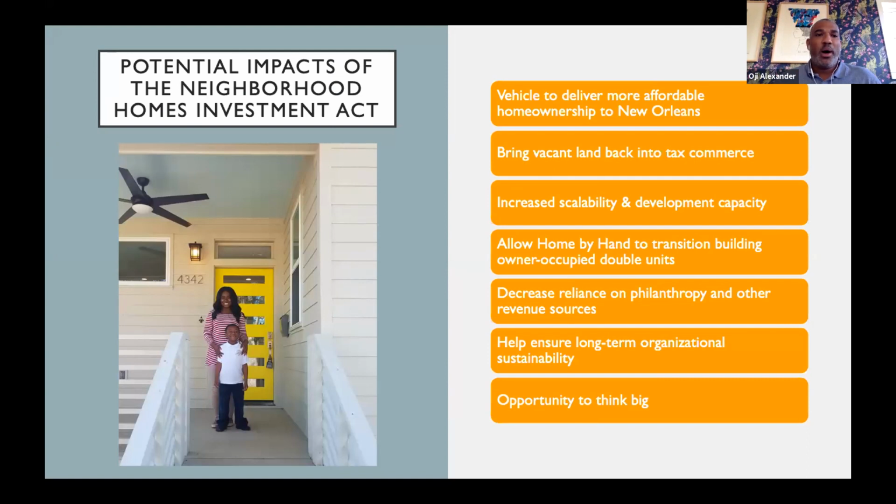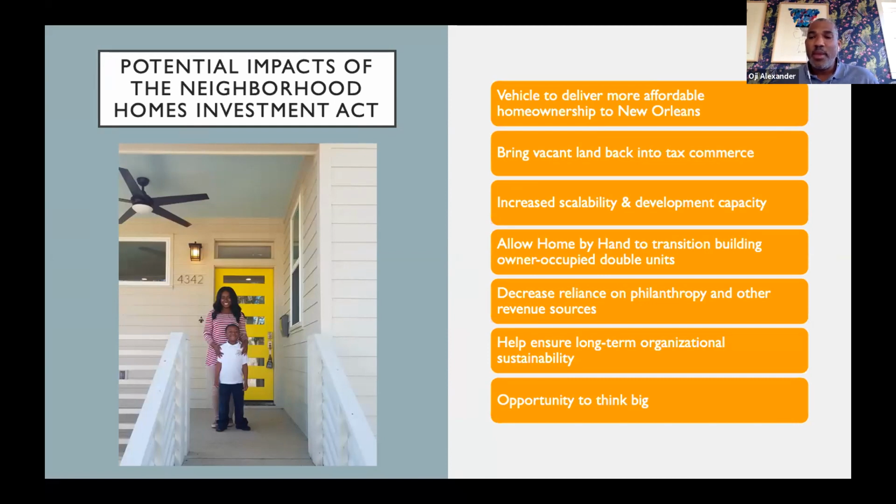So really, what are the broad impacts of the Neighborhood Homes Investment Act? For the city of New Orleans, I think it would be a very effective and reliable vehicle to deliver affordable homeownership to a city that desperately needs affordable housing. Specifically to neighborhoods that have historically been African-American neighborhoods that have not seen the investment that the rest of the city has seen post-Katrina, and neighborhoods that historically have had home ownership rates and have desires to have high home ownership rates.